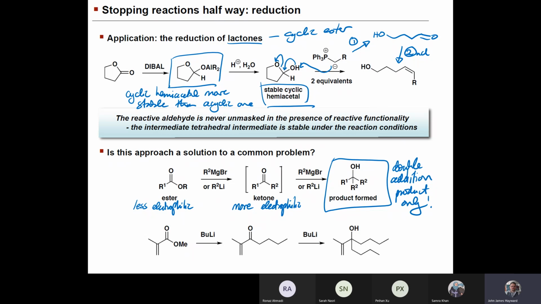Now, just note here for a second. Note the regioselectivity. It gives direct addition rather than conjugate addition.